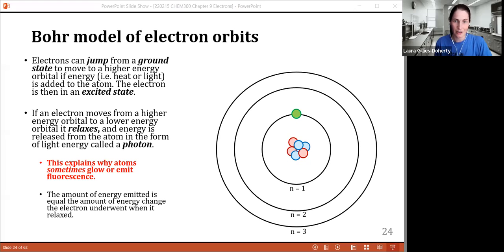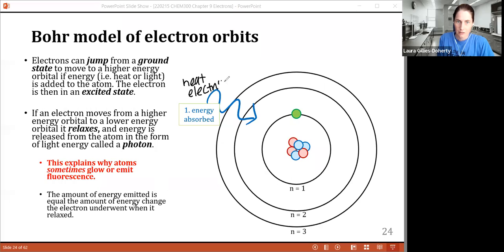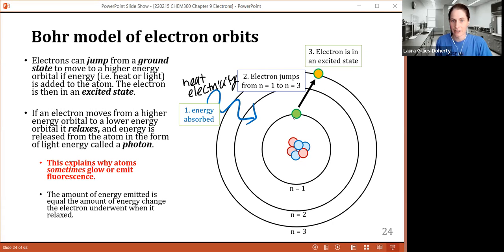So we can cause an electron to jump from a low energy state to a higher energy state by adding some energy into the atom. We say that the atom is absorbing some energy. And due to the law of conservation of energy, that energy can't be created or destroyed. When the atom takes in this energy, it has to go somewhere. And so the energy that's coming in from heat or electricity is transferred to the electrons in the atom. And they can jump from a low energy state, now that they gain some energy, to a higher energy state.